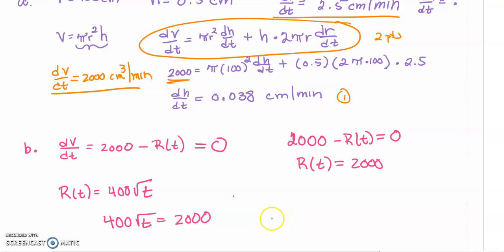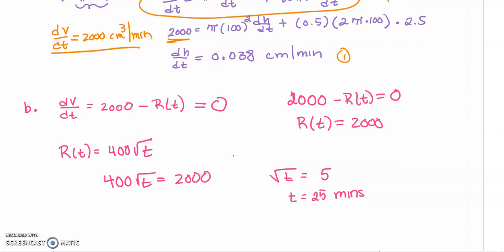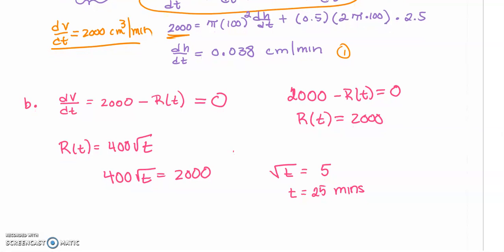So me being the math person I am, I want to do this by hand. So I get the square root of t equals 5, so t equals 25 minutes. Just because we can figure out that at 25 minutes dV/dt equals 0 doesn't mean we have a maximum. So we might want to think about it this way. We might want to think about a sign chart.